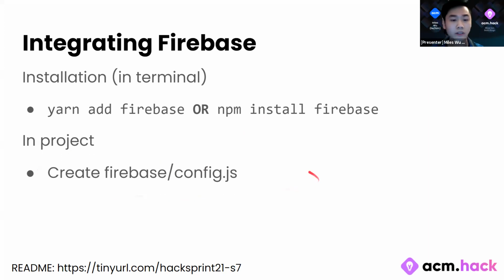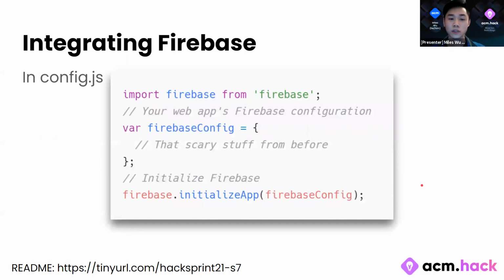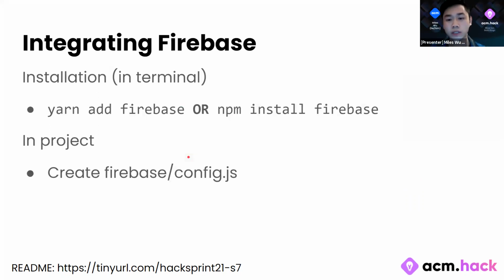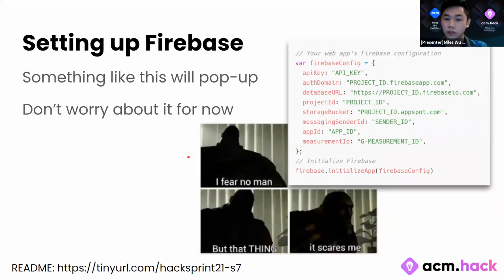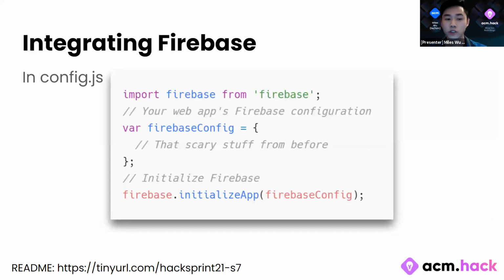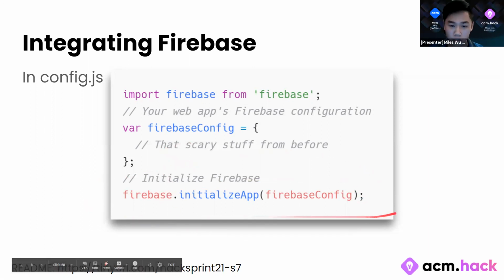And this is more of a my convention, but for us, we're going to create a Firebase folder and a config.js file within that project as well. And then inside of that config, it's going to look like this. So first, we're going to import Firebase from the Firebase library we just added. And then we're going to make this Firebase config variable. And inside of this variable is going to go all this scary stuff from before. That's kind of why they provide it for you, so you can get it from the Firebase console whenever you need. And you'll just put it into this config file. And then you'll run this to initialize Firebase in your application.